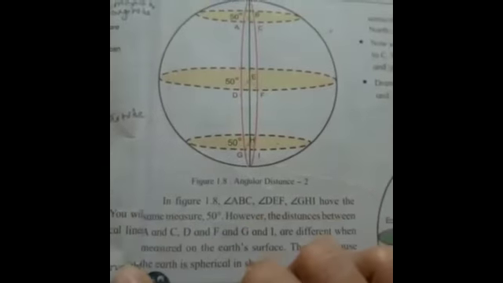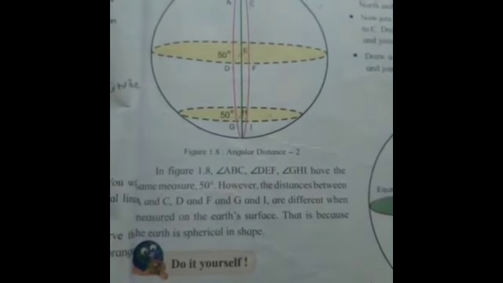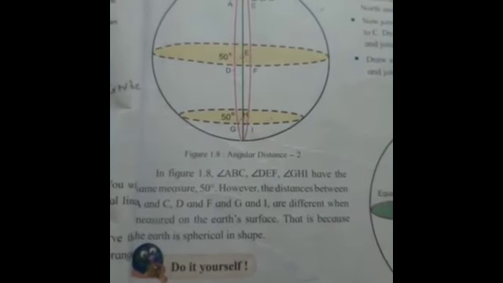However, the distances between A and C, D and F, G and I are different, because this part if you measure will be different, this part will be different, and this part will be different because it is downside. They are different when measured on the earth's surface. That is why, because the earth is spherical in shape and the earth's measure is 360 degrees, it is related to the earth's parallel.